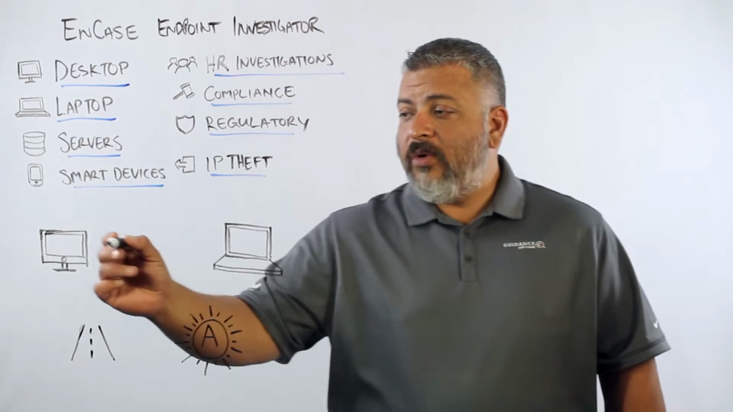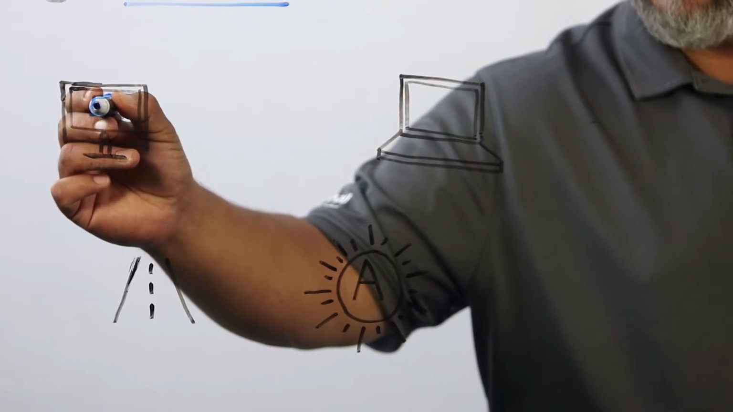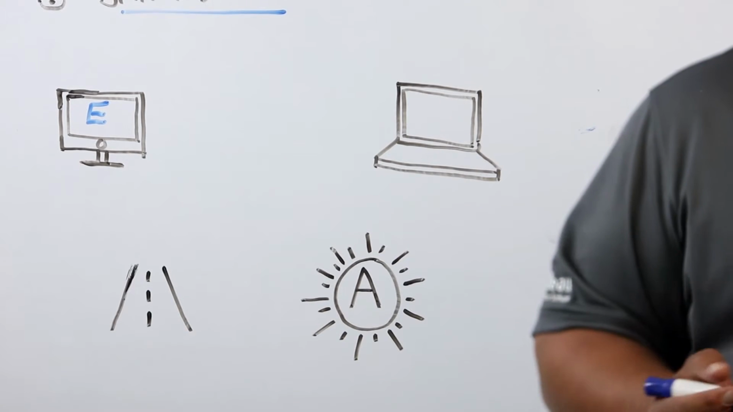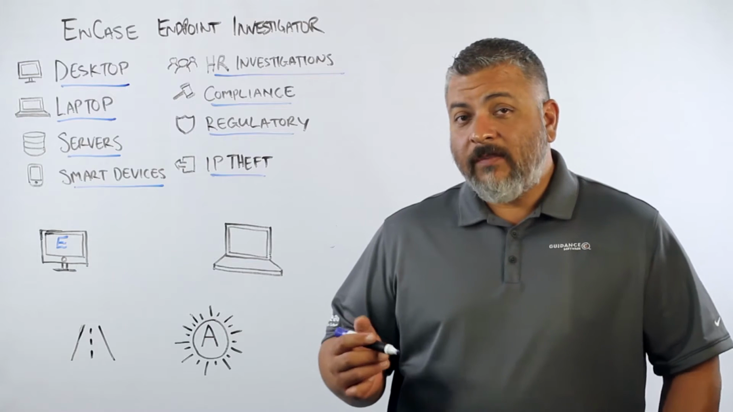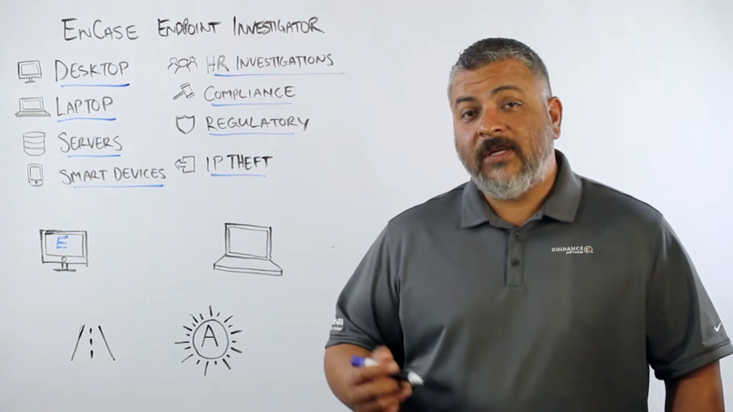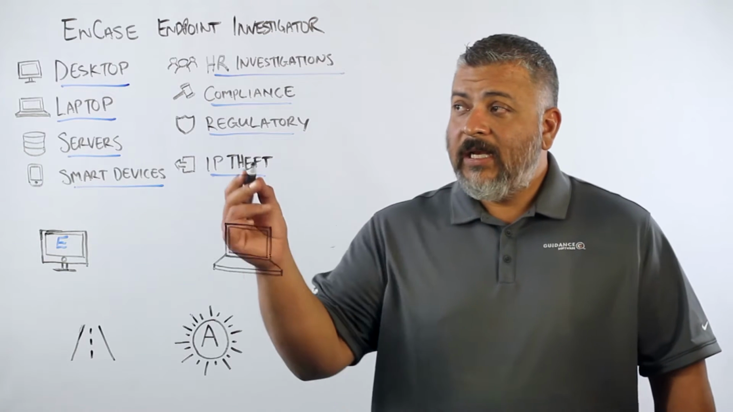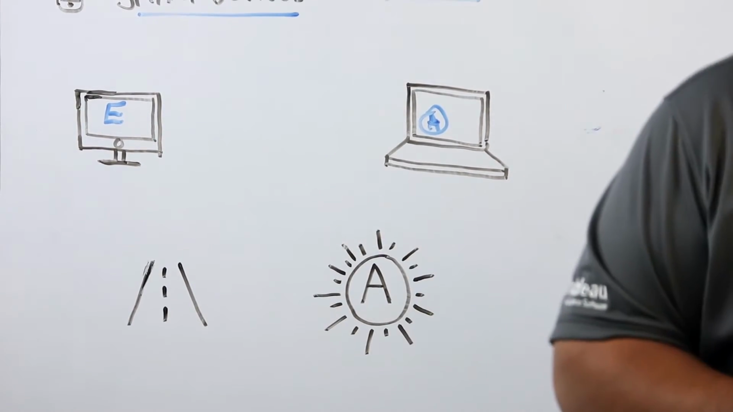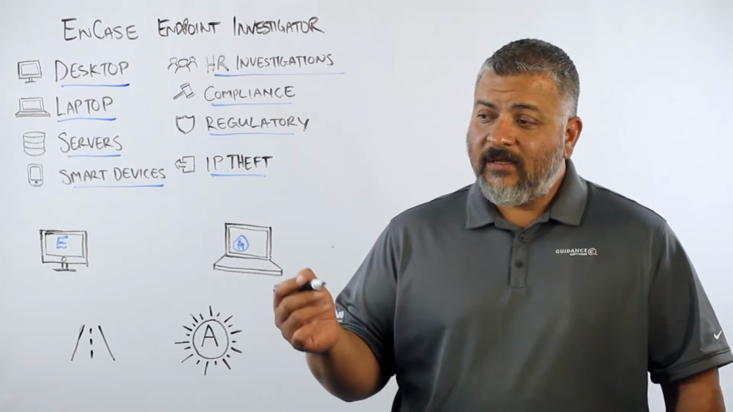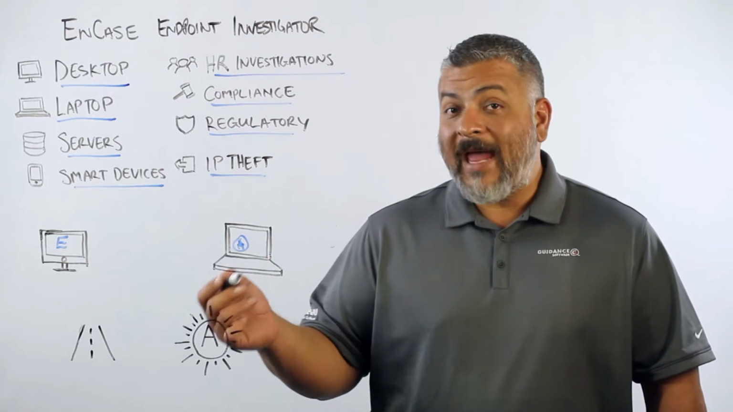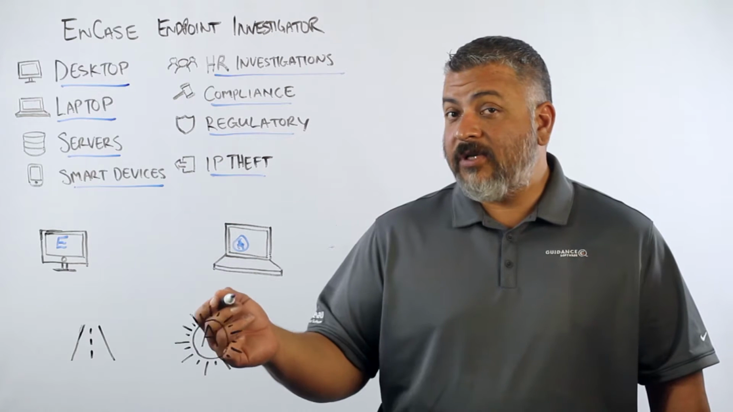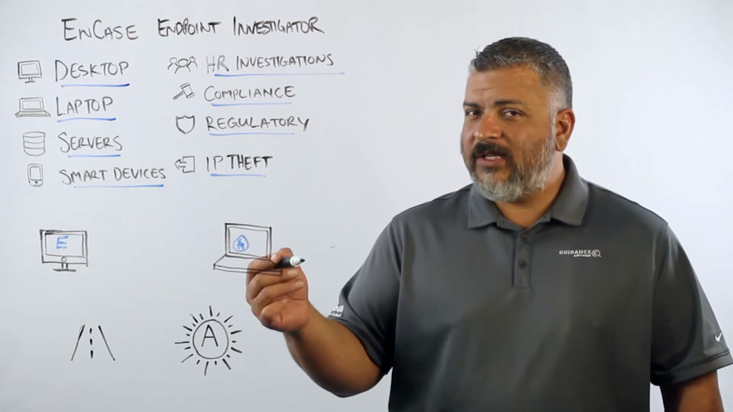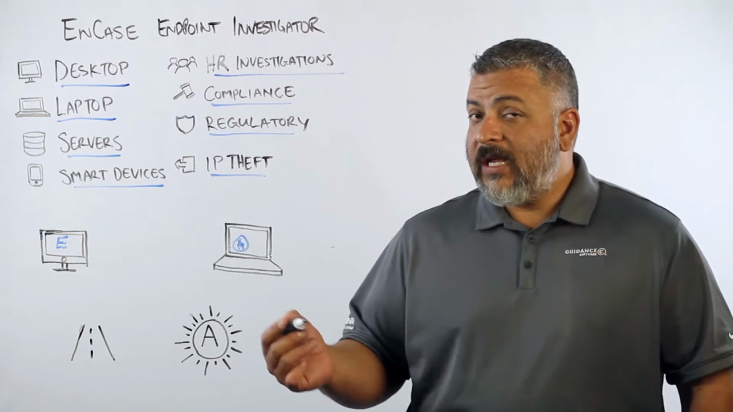First, you're going to install the Endpoint Investigator software on your investigator's computer. This is going to be their user interface that allows them to complete their investigation. On all of your endpoints, we're going to install the EnCase agent. This is a small agent that sits on the endpoint and communicates back to the Endpoint Investigator software and does the search and collection for us. So this is how this works.